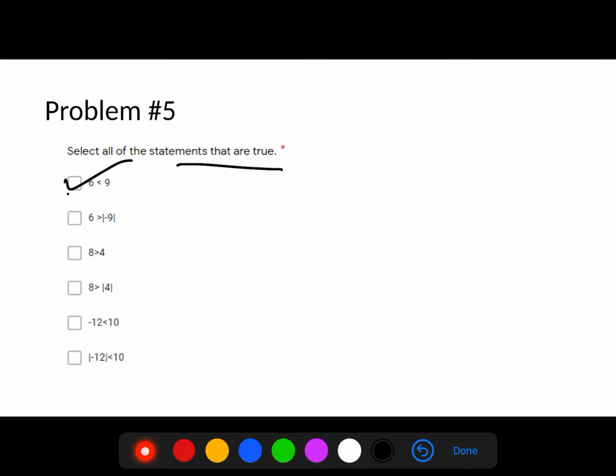Is 6 greater than the absolute value of -9? Well, first you have to take the absolute value of -9. So it's asking, is 6 greater than +9? Because the absolute value of -9 is just 9. That's not true.